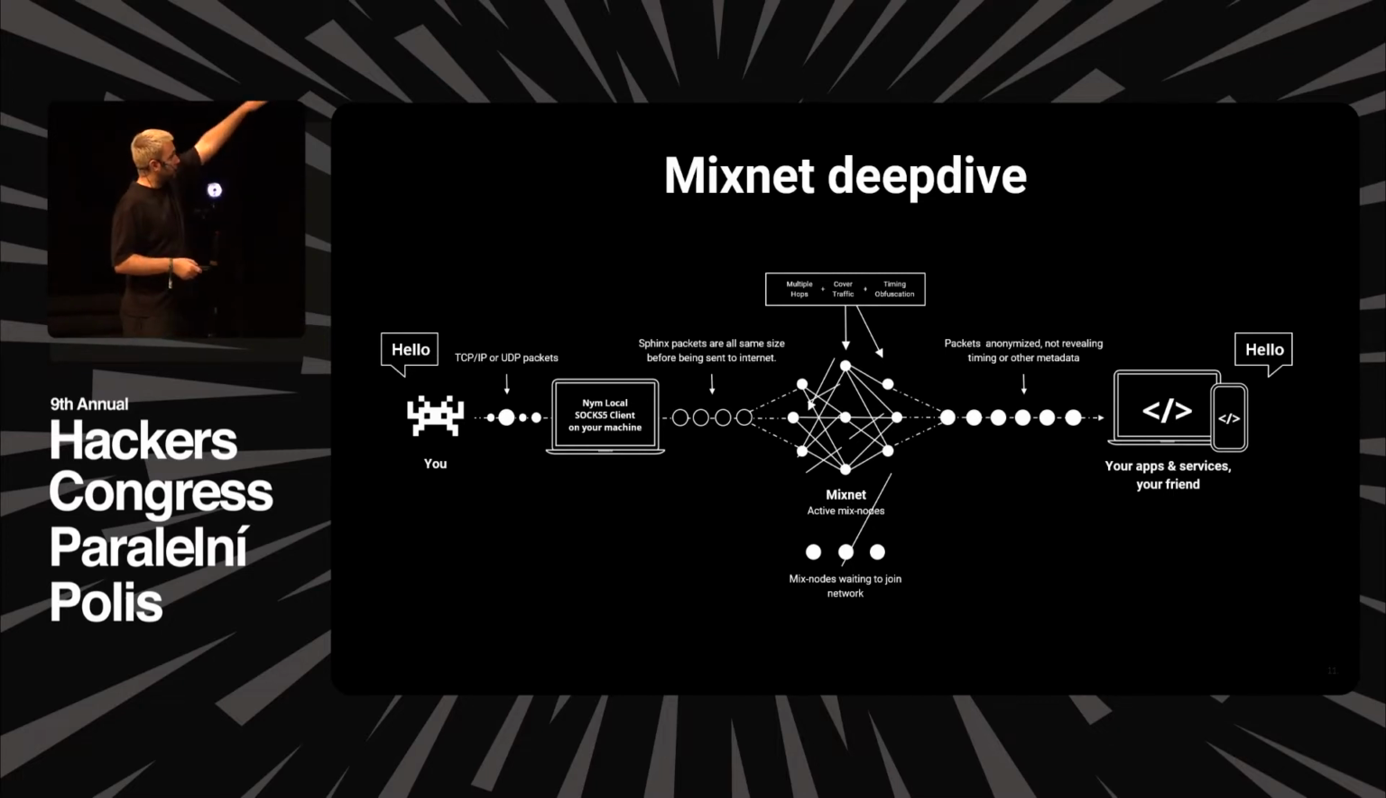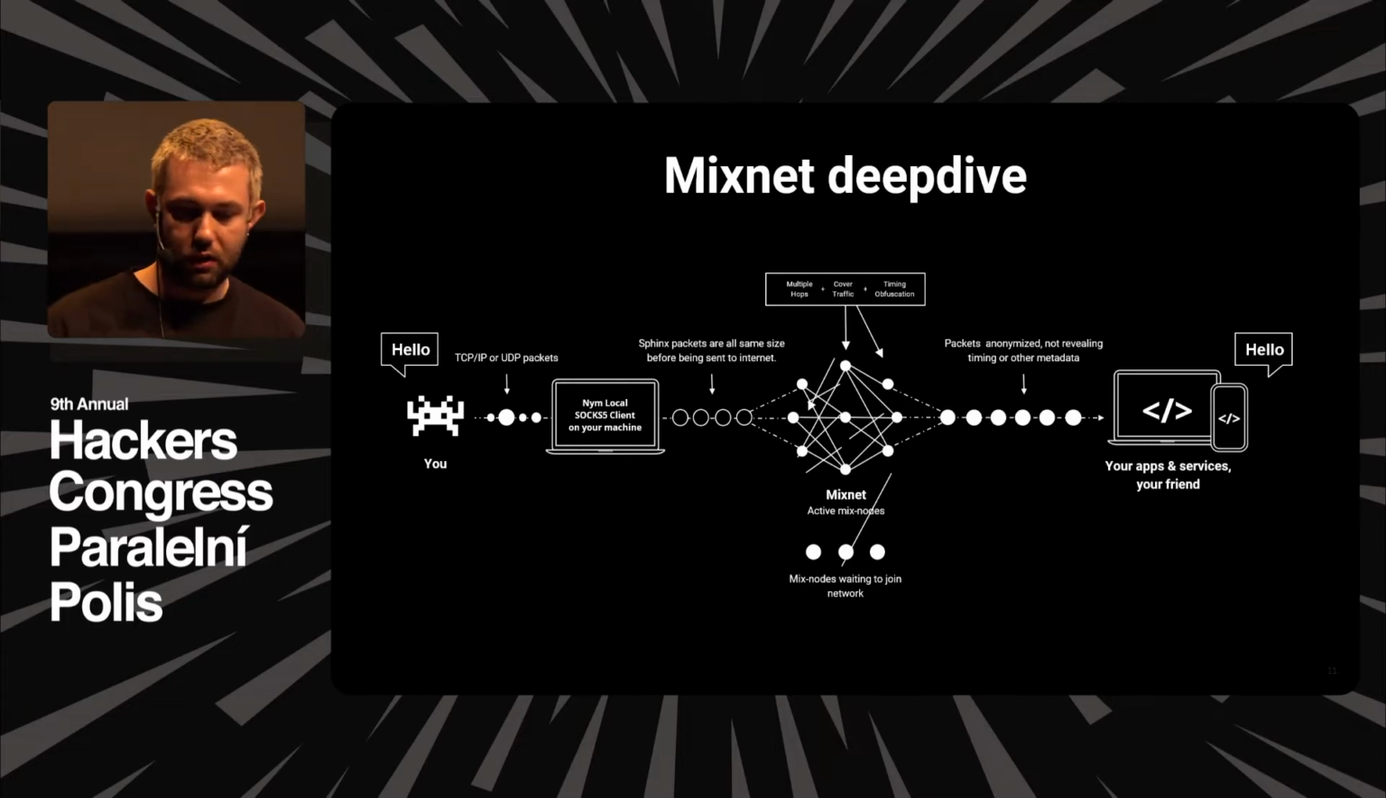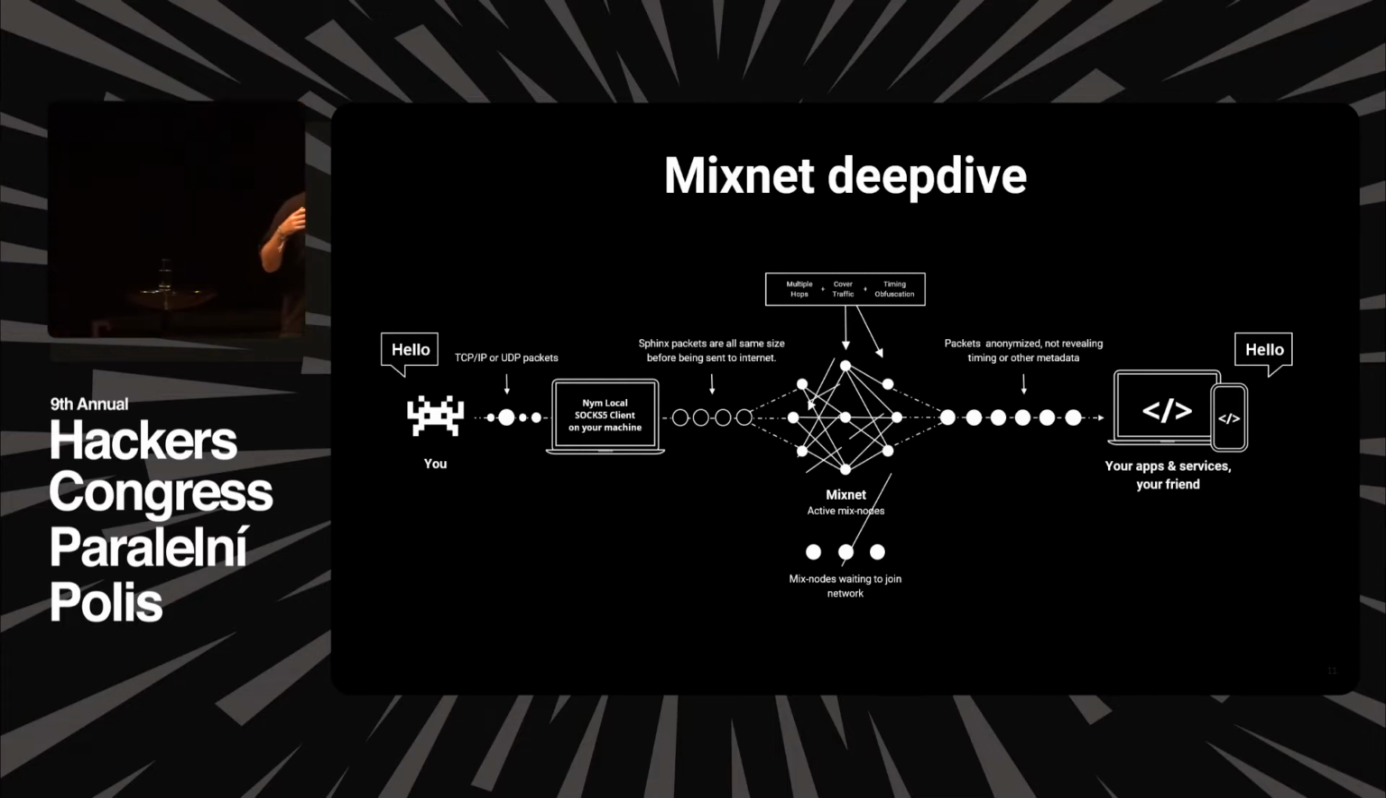So underneath this mixnet diagram, you can see that we have the mix nodes waiting to join the network. And what this means is that the mixnet is organized temporally into what we call epochs. That means once an hour, the amount of traffic that's going through the mixnet is looked at. Maybe we need to bring more mix nodes in to deal with this increased load.